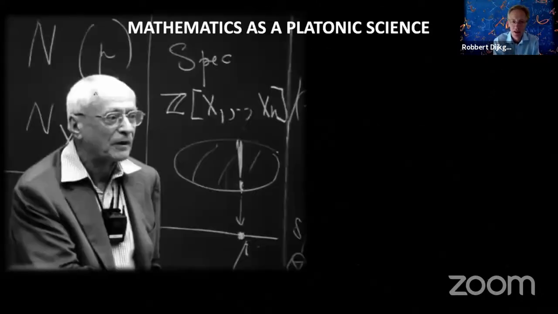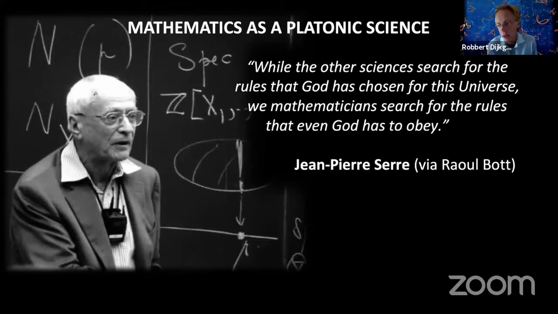So there's a long history here. And certainly for mathematics, mathematics often considers itself a Platonic science. It's involved with physics, but it's involved with much more. And there's a famous quote by Jean-Pierre Serre, who actually didn't dare to make the remark himself, but he told Raoul Bott when they both got the Wolf Prize, and Raoul Bott wrote the quote down: while the other scientists search for the rules that God has chosen for this universe, we mathematicians search for the rules that even God has to obey.